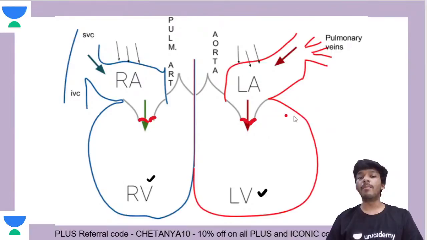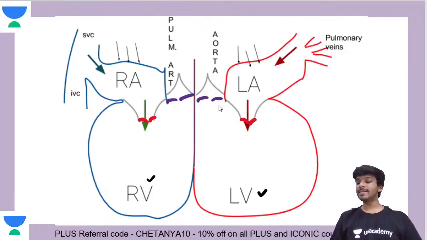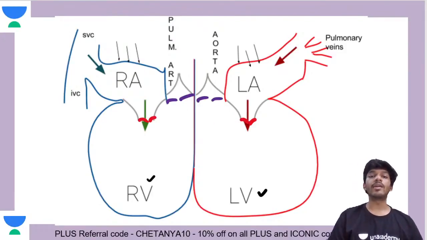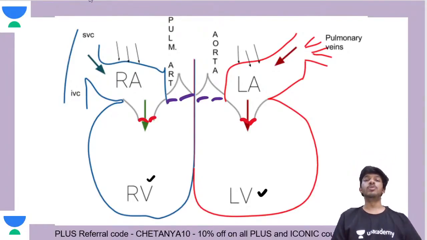Then what are the valves above? Here you have the pulmonary valve. And here you have the aortic valve. Together they are called semilunar valves. So these are called AV valves. The ones I have drawn in red are AV valves. And the ones I have drawn in purple are semilunar valves.